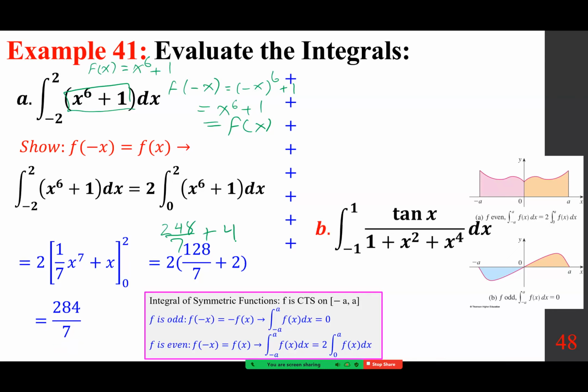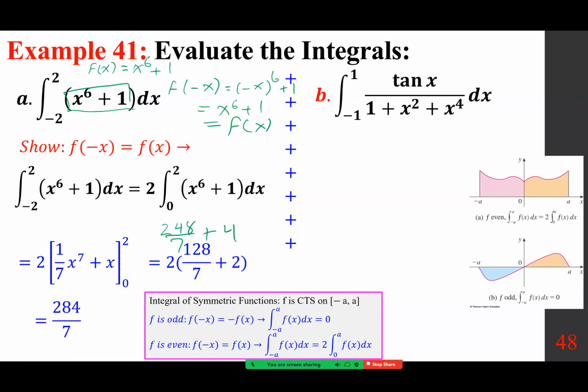However, this function, we don't have a way of doing it yet. And so we can see that the answer becomes 0. And why is that? We can prove this is an odd function by recognizing the function x is tan x. It's everything here except the x. So tan x over 1 plus x squared plus x to the power of 4.